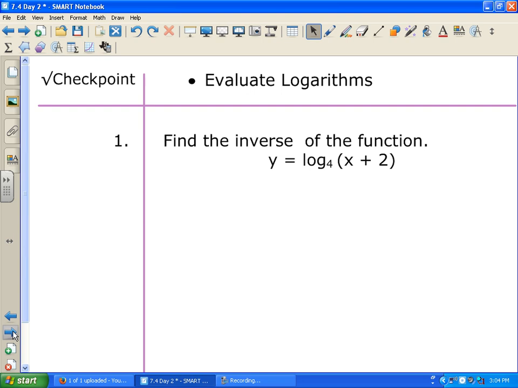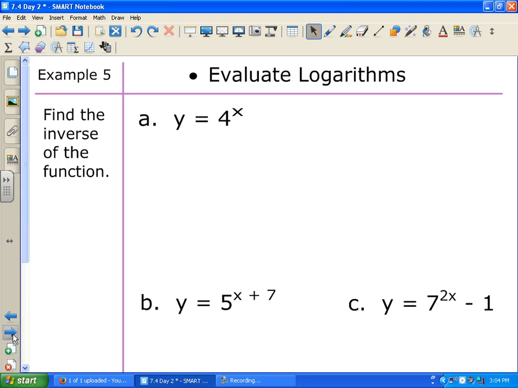Okay. Hopefully you paused that video, did that checkpoint. Make sure you bring that to class tomorrow. You'll be good to go. I got one more example that I want to do real quick. It's kind of the same thing. This is example number 2. I know it's labeled example number 5. Sorry about that. Apparently, I wrote 5 instead of 2. Example number 2.